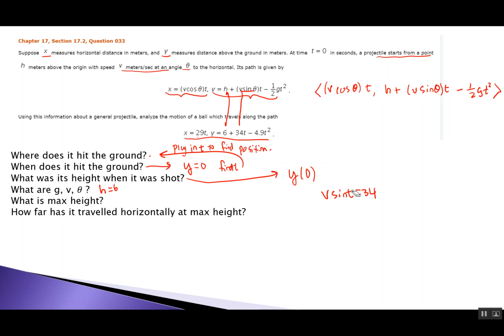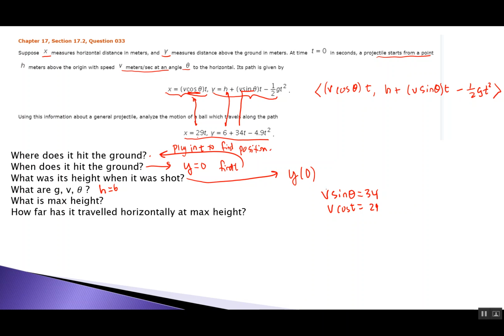Oops, not t, V sine theta. I should have known that. And I can also see that V cosine theta equals 29. So I can solve that system of equations. Actually, I can solve it quite easily.